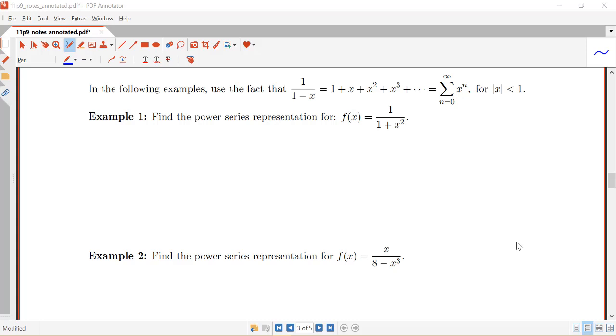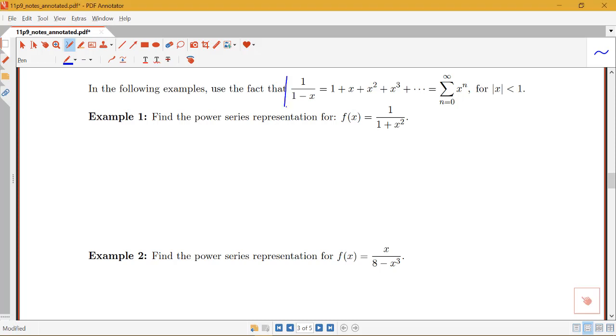In this video, we're going to be looking at some examples where we use the tools of manipulating series, like substituting something for x and multiplying by some term, as well as differentiating a power series to create new power series. So we're going to be using the following fact in these different examples, that we know that 1 over 1 minus x equals the power series that is the sum from n equals 0 to infinity of x to the n for the absolute value of x less than 1.